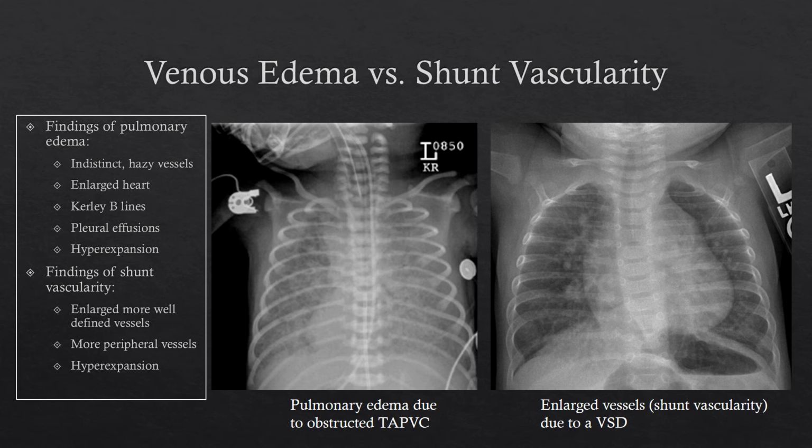Here on the left is a patient with pulmonary edema. There is total anomalous pulmonary venous connection with obstruction of pulmonary blood flow back to the heart, leading to a small heart and hazy venous vessels with interstitial edema. On the right is a patient with shunt vascularity and a VSD, who has enlarged but better defined pulmonary vessels.